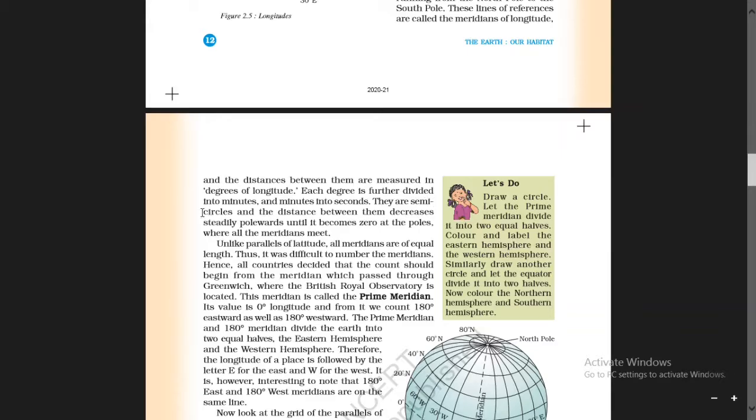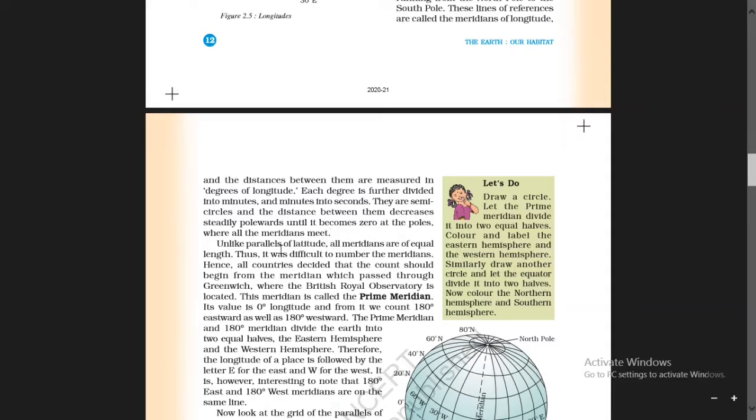They are semicircles and the distance between them decreases steadily polewards until it becomes zero at the poles, where all the meridians meet. So all the meridians meet at the poles. They are semicircles, and the distance between them decreases steadily as they proceed polewards, until it becomes zero at the poles where all the meridians meet together.